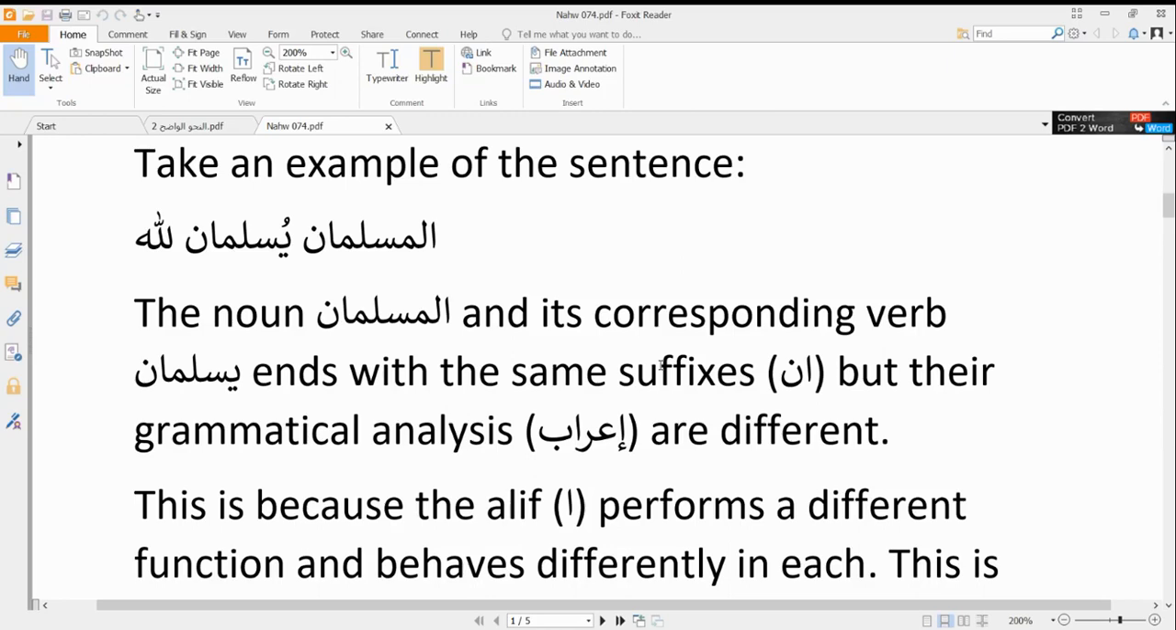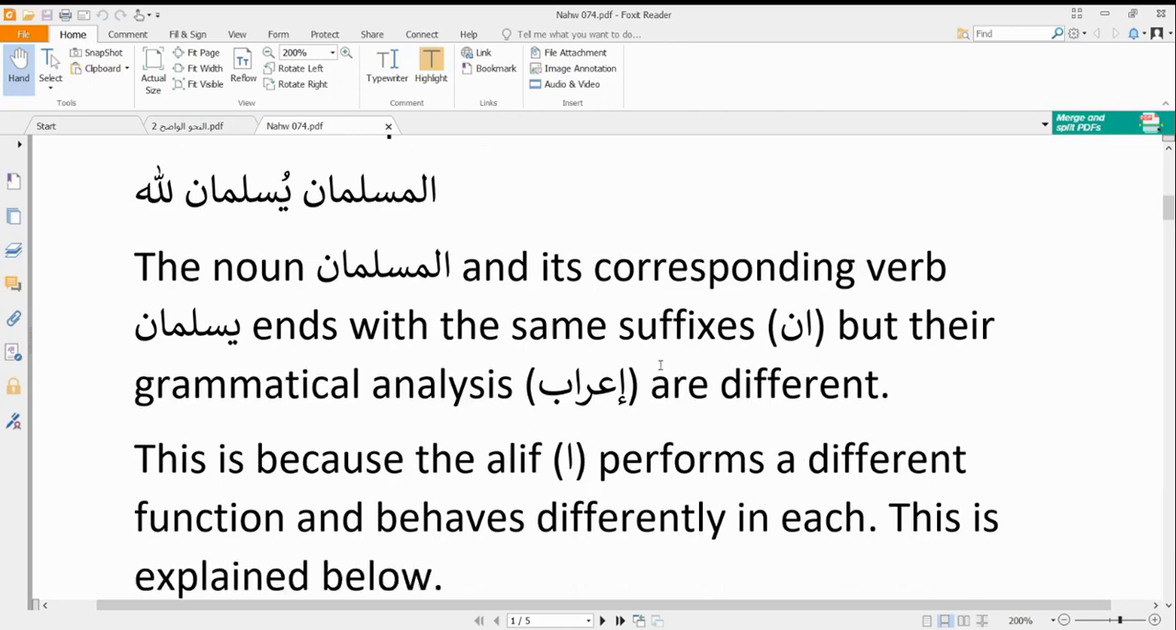In the case of the ism, like al-muslimani, and yuslimani lillah, it is very tempting for you as a student to make a mistake in the i'rab, to do the i'rab of muslimani and yuslimani in the same way, because they both end with alif and nun. However, this would be technically very incorrect.